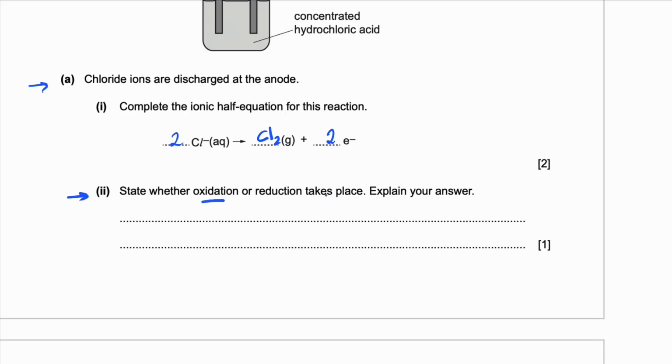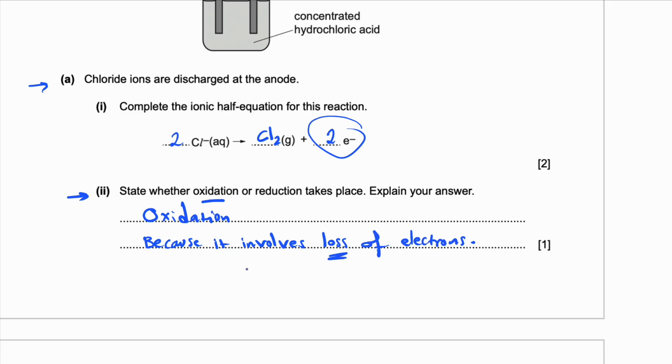State whether oxidation or reduction takes place and explain your answer. We haven't discussed redox reactions so far, but a reaction that involves loss of electrons, when electrons are on the product side, is an oxidation. So that's an oxidation because it involves loss of electrons. And you can just remember it with OIL RIG. Oil: O stands for oxidation, I is, and L loss. So oxidation is loss of electrons, reduction is gain of electrons. Since here we have a loss of electrons on the product side, that's why it's an oxidation process.